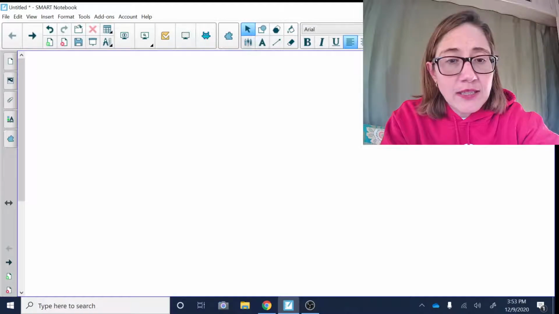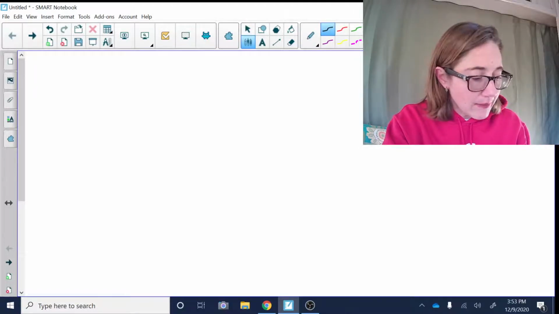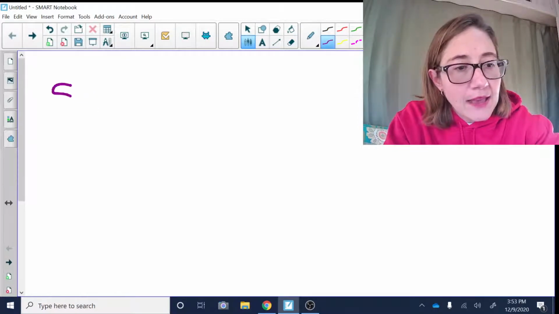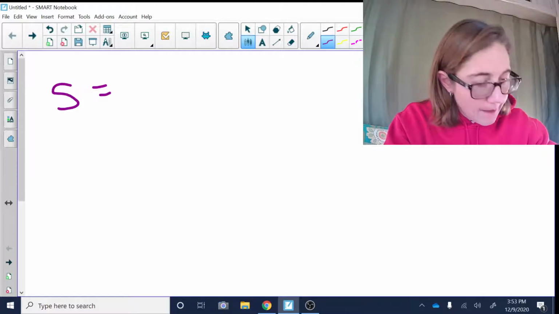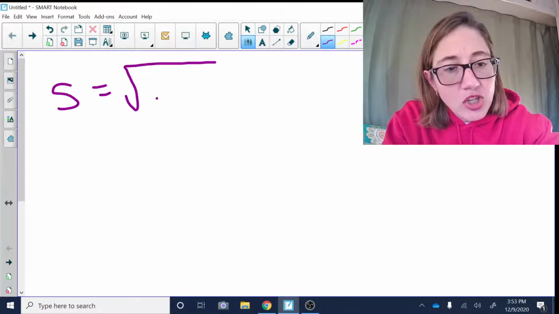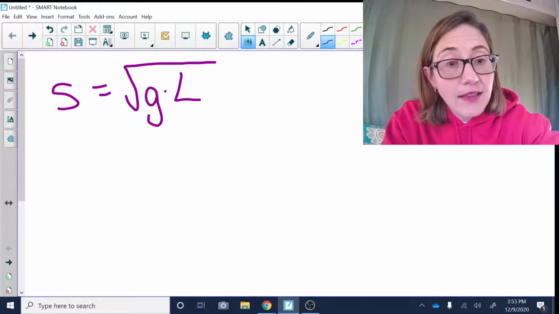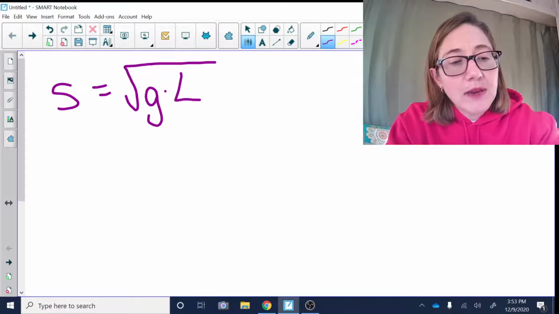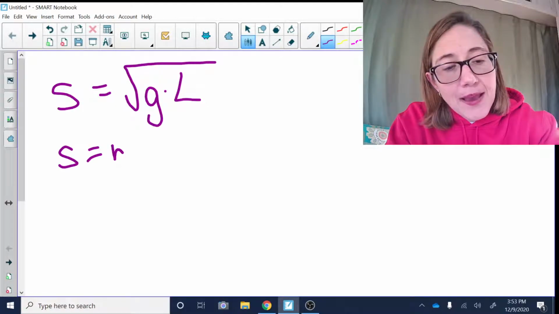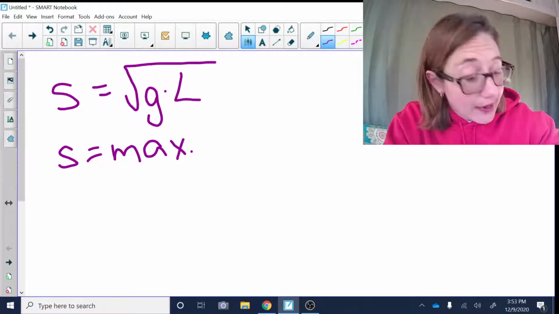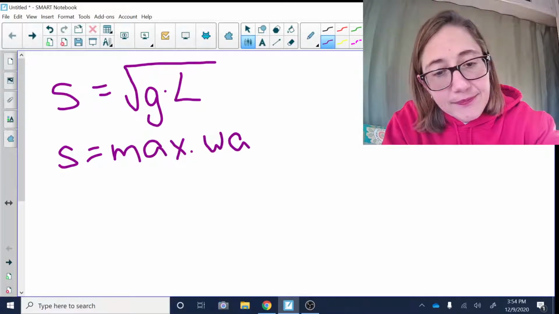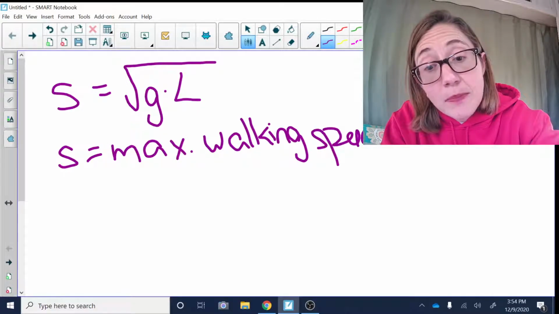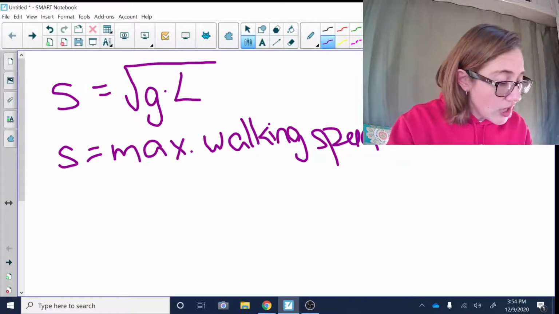The equation that you are going to see in this activity for Walkathon Championship is, let me write here: S equals the square root of G times L. Now, let me tell you what these things mean. S is going to stand for your maximum walking speed. So S is the maximum walking speed, not running, walking. S for speed.